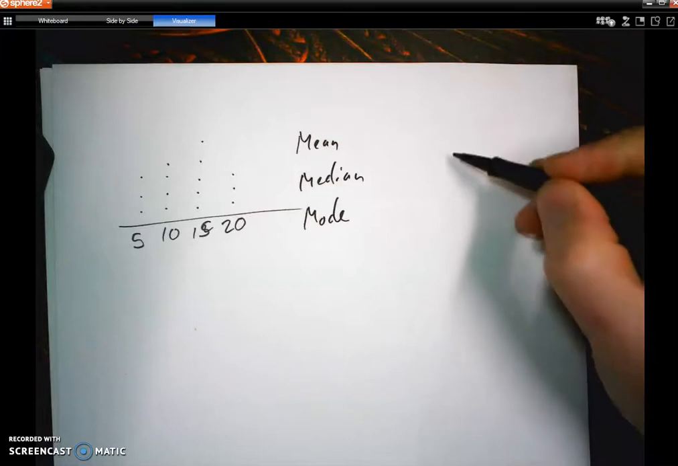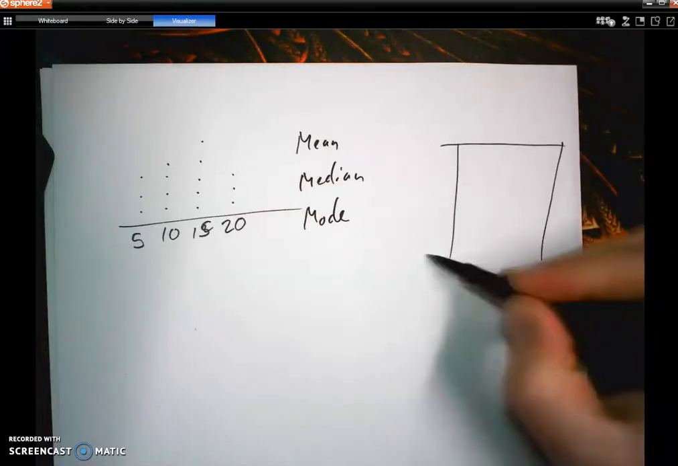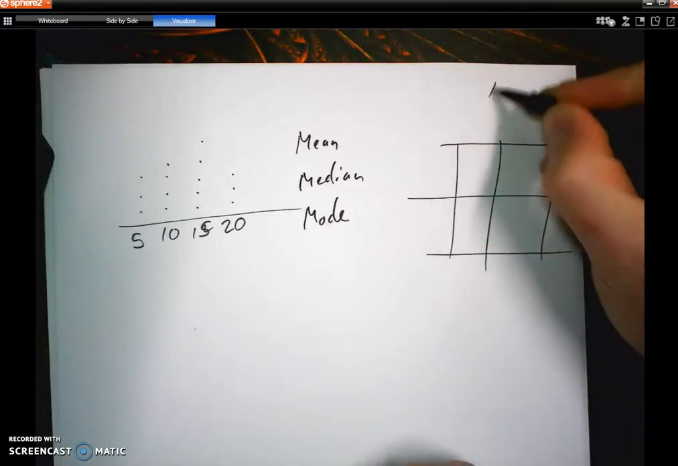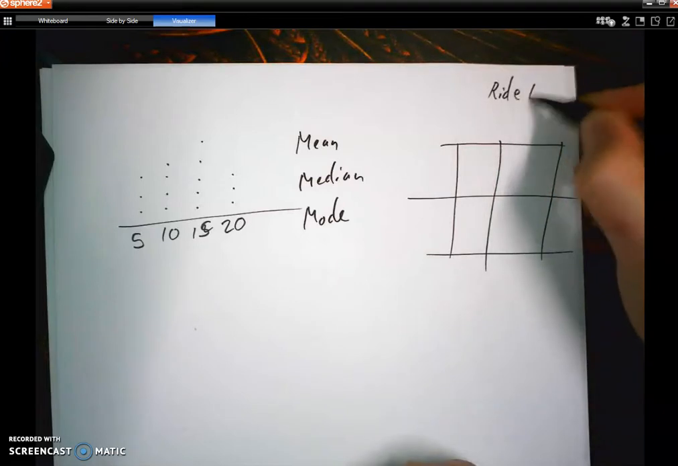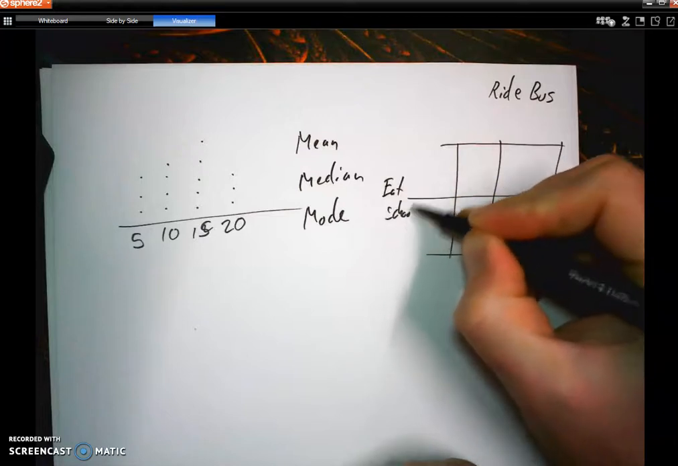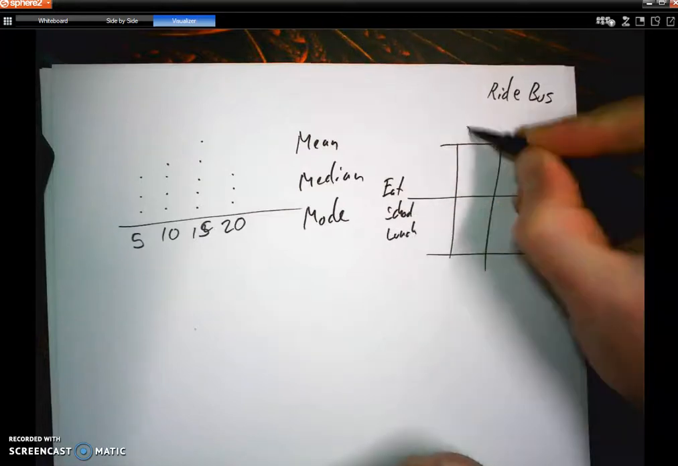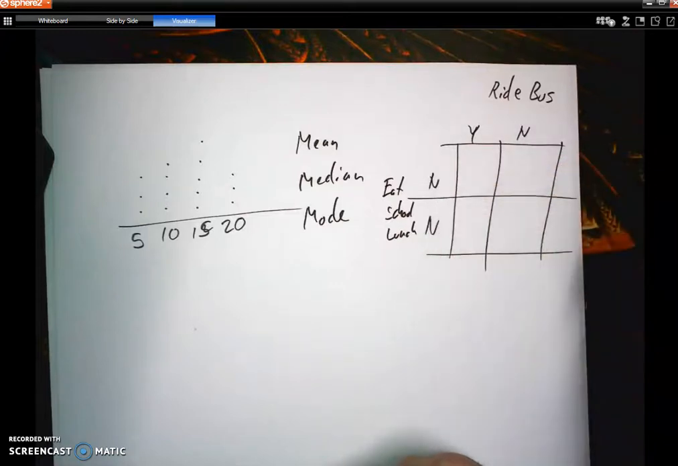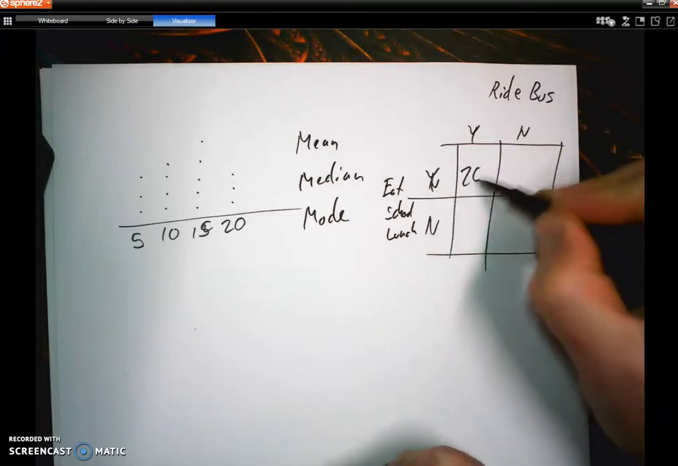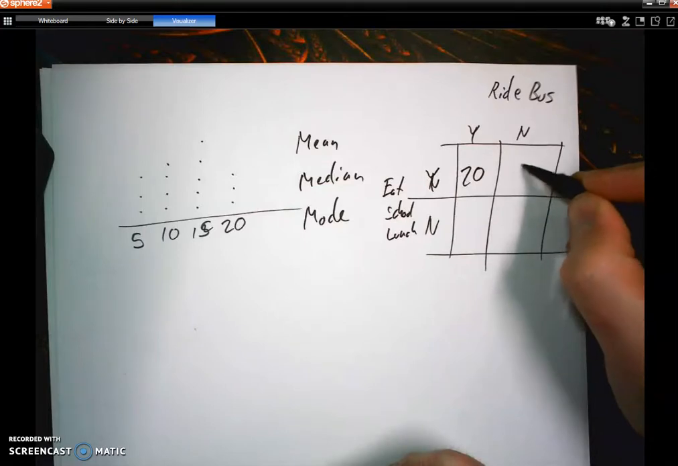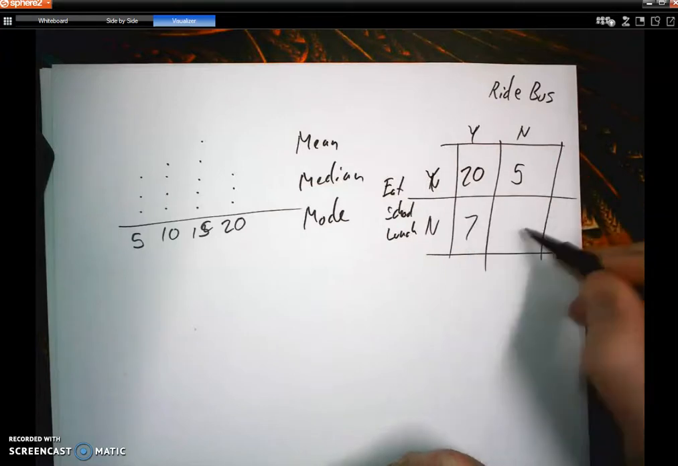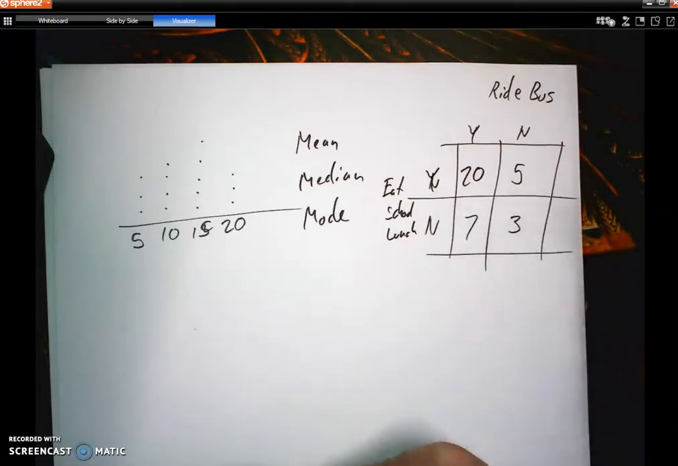I don't know if you remember the two-way tables either, where you ask, do you ride the bus? Do you ride the bus and eat school lunch? With the yes's and no's, you start answering, and you find out that 20 people ride the bus and eat school lunch, and 5 people do not ride the bus but eat school lunch, and just little things like that. And then it's going to ask you to compare and contrast.